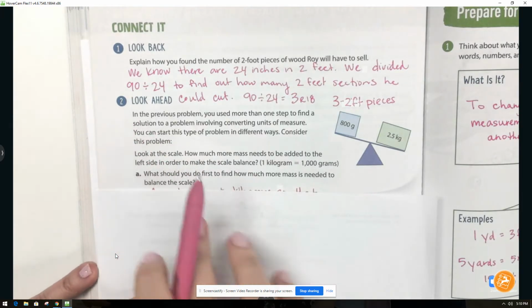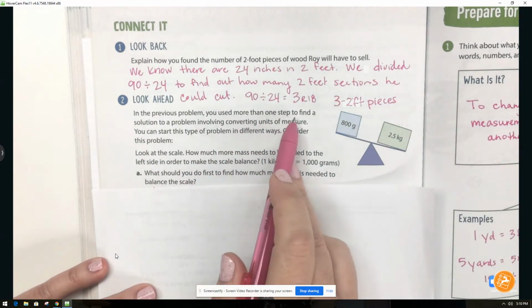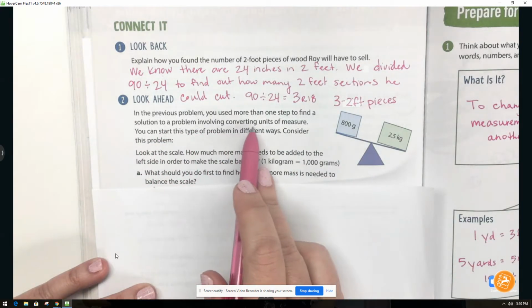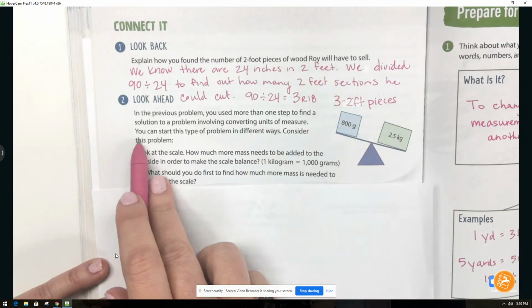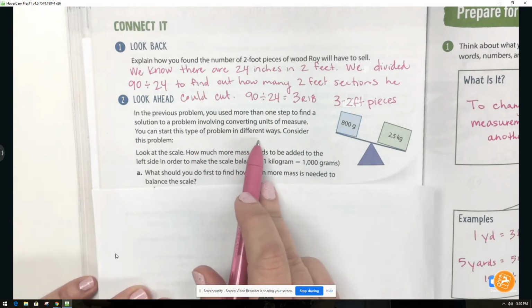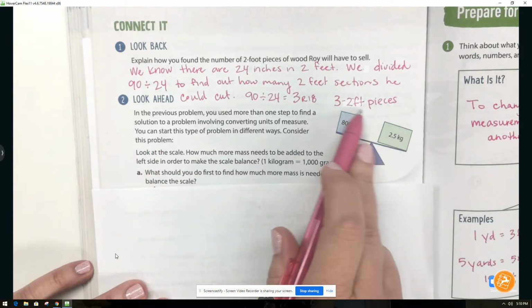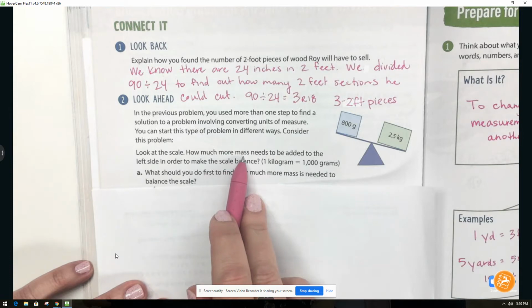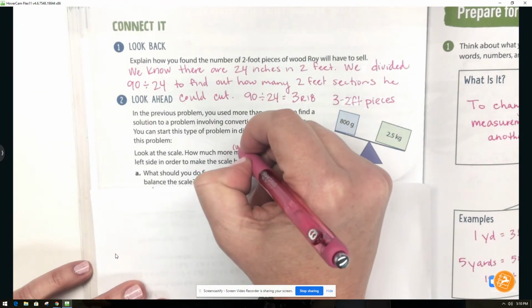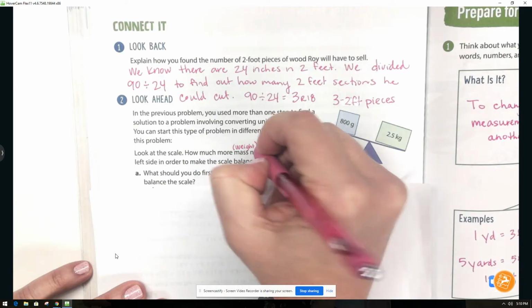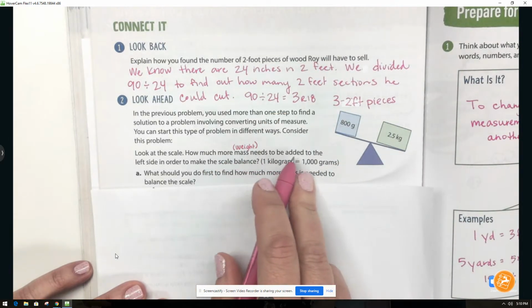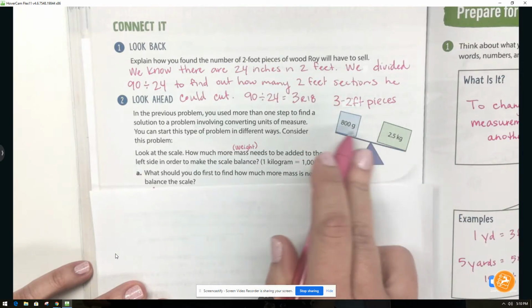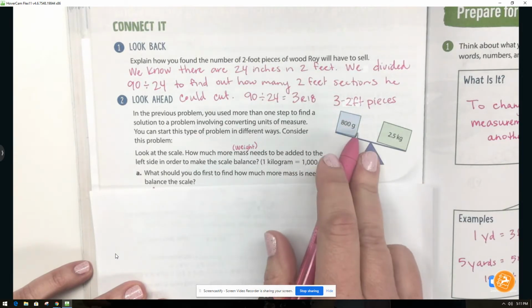Now it says here, in the previous problem, you used more than one step to find a solution to the problem involving converting units of measure. You can start this type of problem in different ways. Consider this problem. So we're going to look over here at this scale. How much more mass, which is just a fancy word to say weight, needs to be added to the left side over here in order to make this balance out? Okay, so how much do we need to add here?